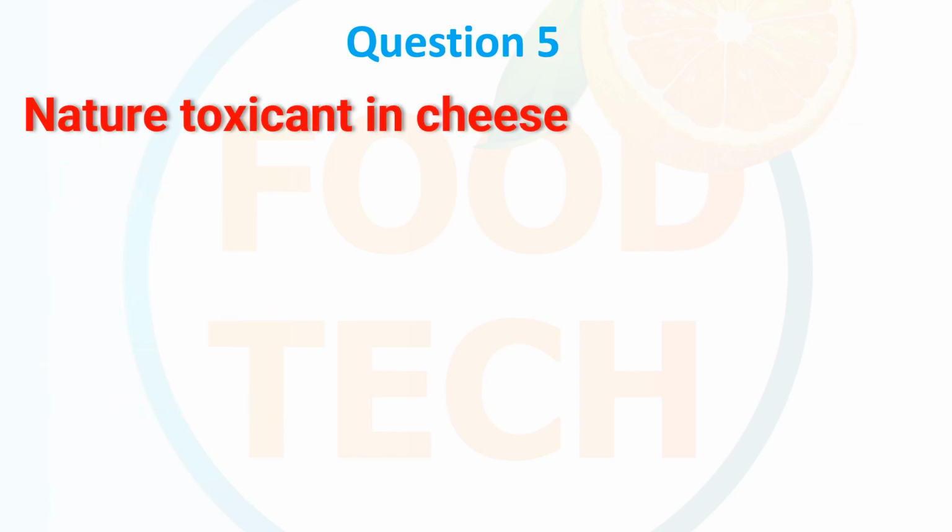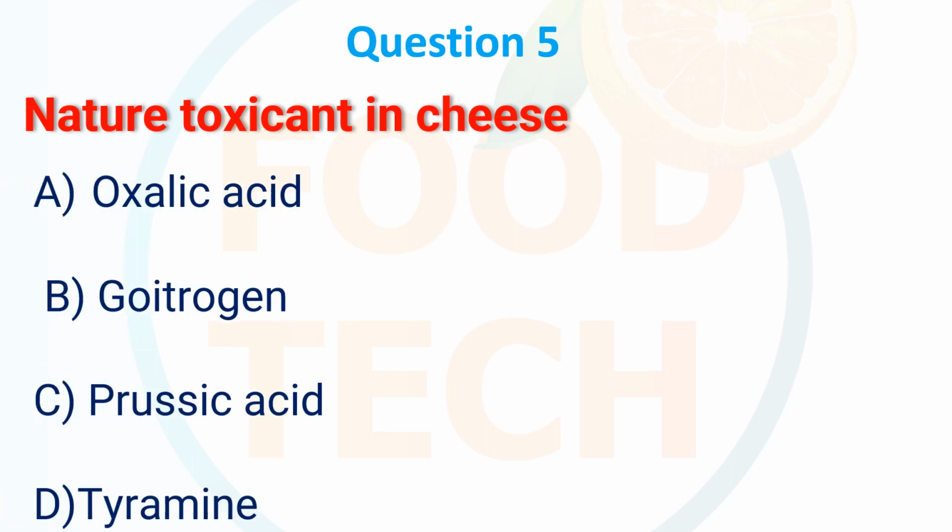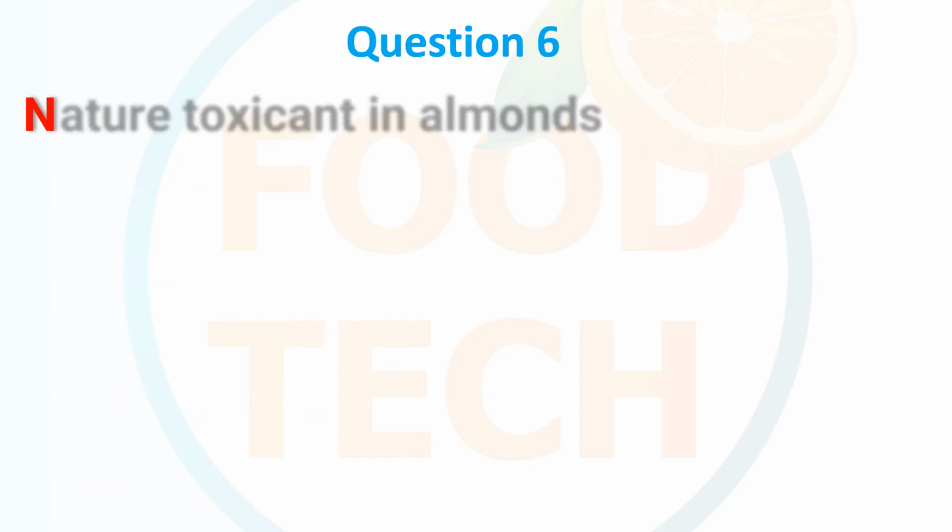Natural toxicant in cheese. A. Oxalic acid. B. Nitrogen. C. Prussic acid. D. Theramine. The answer is theramine.